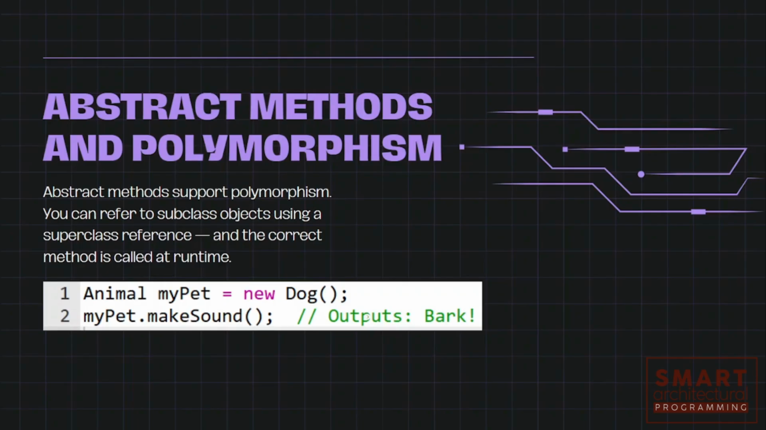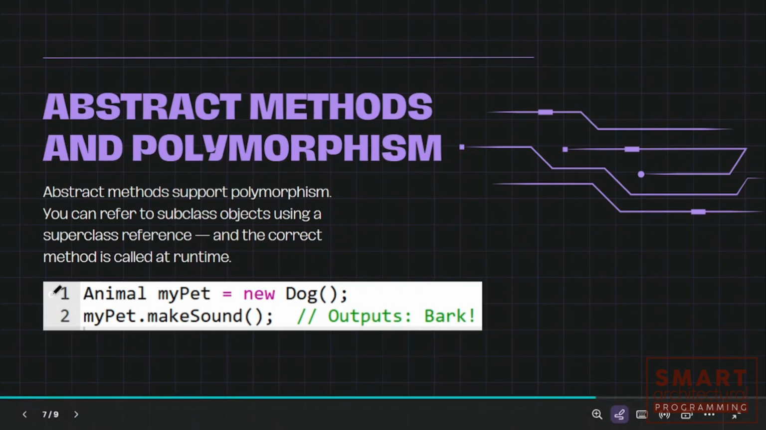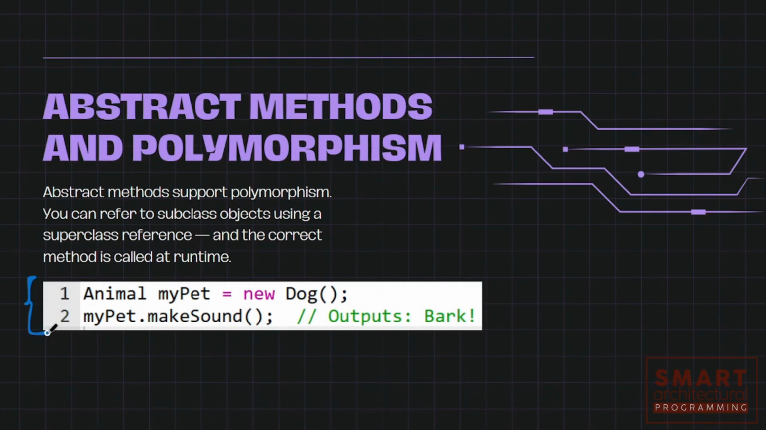So abstract methods support polymorphism. You can refer to subclass objects using a superclass reference, and the correct method is called at runtime. So as you can see in the code in this particular section, even though myPet is typed as an Animal, Java calls the Dog version of makeSound. Why is that? This is dynamic method dispatch, a key principle of polymorphism. I'm not going to go too deep into that. You just need to understand that this happens, and that is something that you need to keep in mind when you're coding and working with abstract methods and polymorphism.